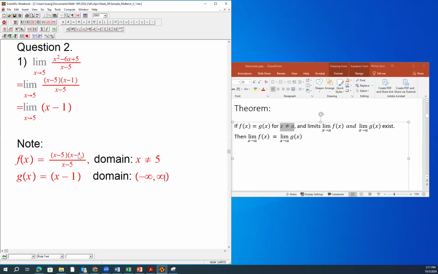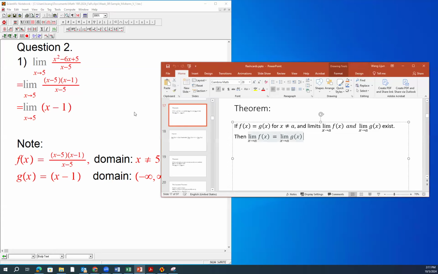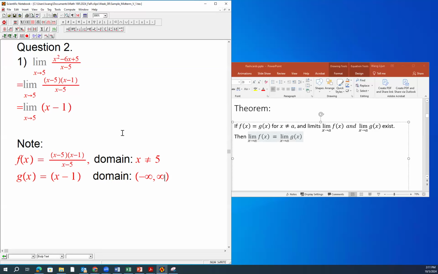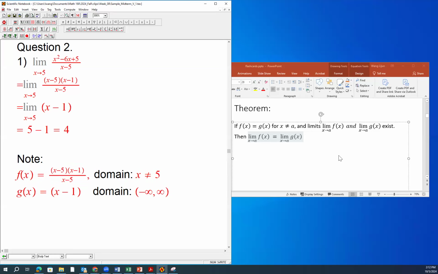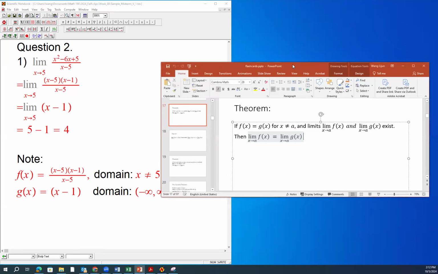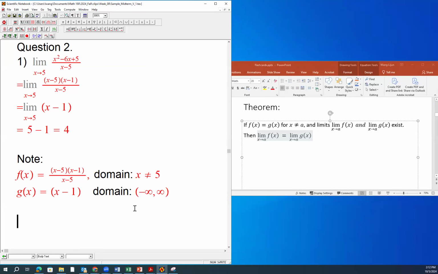So these two functions are the same everywhere except at 5. You can see it is the theorem's situation. If one has a limit, the other has a limit, so that's why we get to do direct substitution here, which is just applying 5 minus 1, which equals 4. I single out this theorem because we use it all the time. We should be aware of it. That's from our index card.